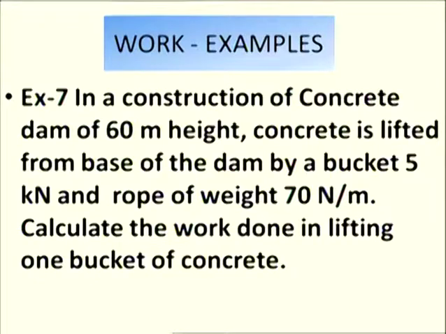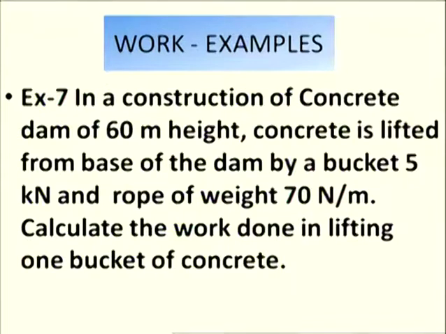Let us discuss another example. In a construction of concrete dam of 60 meter height, concrete is lifted from the base of the dam by a bucket of 5 kN and rope of weight 70 Newton per meter. Calculate the work done in lifting one bucket of concrete. Here also this is another example of variable force.